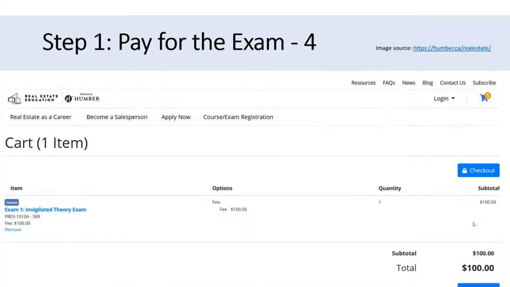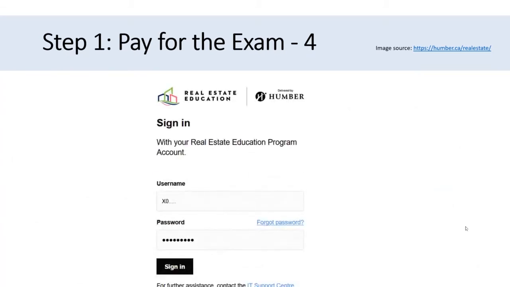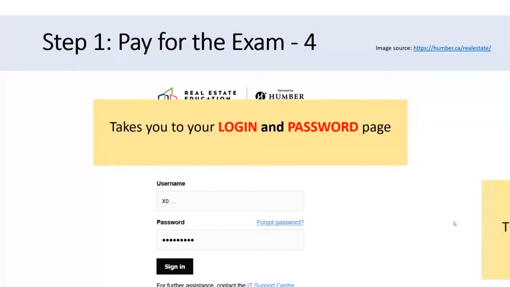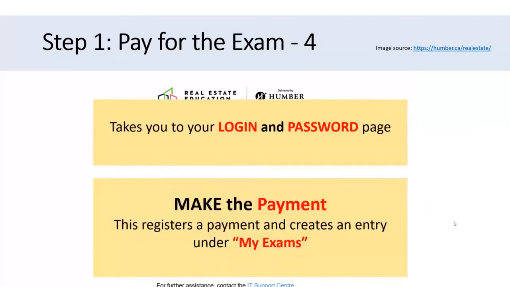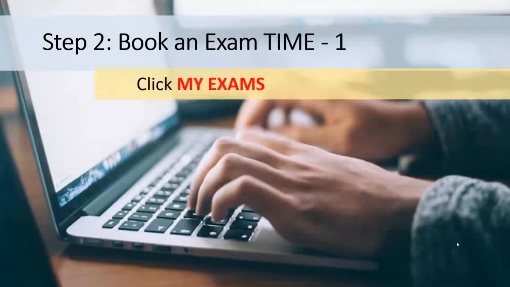exam. So when you just select the checkout button, it takes you into the login for your learner portal at the Real Estate Education Program account, and that will now take you into your options where you can make the payment, where making the payment creates an entry under My Exams in your learner portal window. So key thing to remember here is when you finish that and you get under the learner portal, your step 2 is to book an exam time.